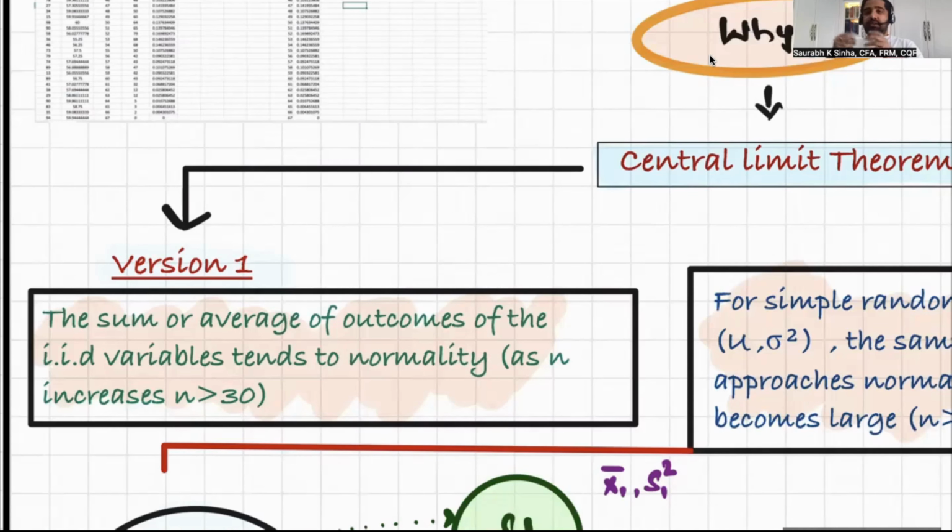Version 1 was: the sum or average of the outcome of the IID variable tends to normality as n increases and n is greater than 30. So there are three important words: the first is IID variable, the second is sum or average, and the third is n greater than 30. If all these three conditions are satisfied, then any distribution will tend to normal distribution. But this version is not written in your curriculum, though it is the thematic essence of all versions of the central limit theorem.